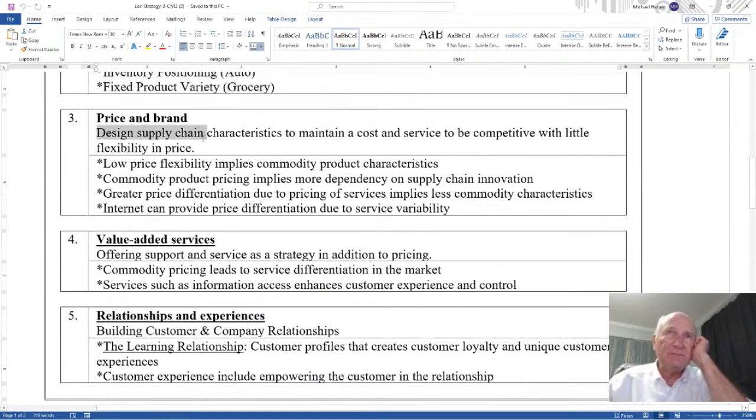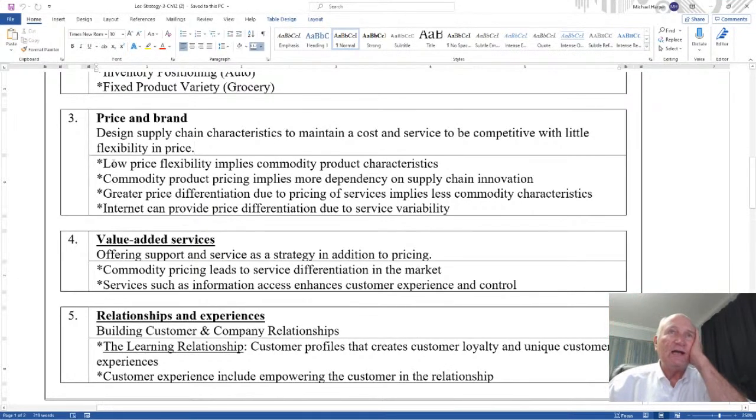Design the supply chain characteristic to maintain a cost and service to be competitive with little flexibility in price. In other words, your supply chain can affect the pricing strategy. And so the pricing strategy and the supply chain need to maintain a cost and service that's not going to be undermining the price. In other words, if the supply chain is inefficient, the cost in the supply chain goes up, that's going to affect your price and your profit margin. The price is going to go up to keep the same profit margin.